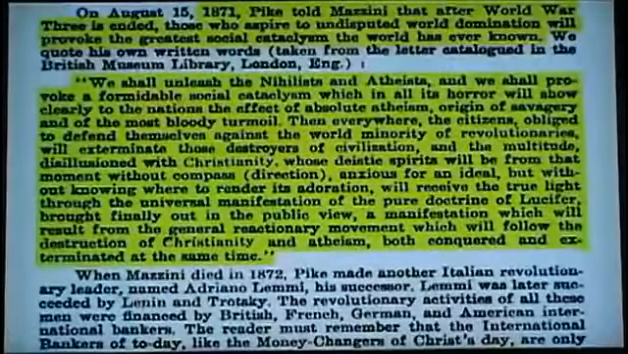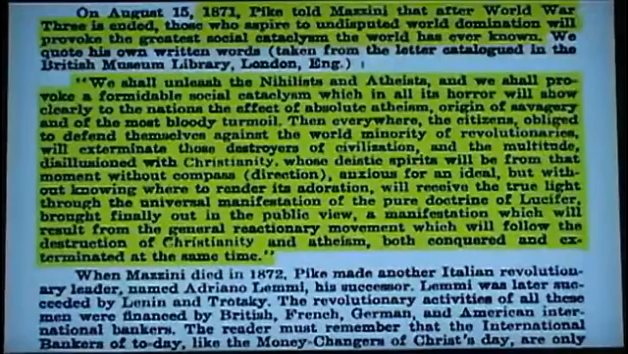Pike told Mazzini in 1871 that after World War III is ended, those who aspire to undisputed world domination will provoke the greatest social cataclysm the world has ever known. We quote his own written words, taken from a letter catalogued in the British Museum in London. Here's what Albert Pike, as far back as 1871, wrote to Giuseppe Mazzini. He said, quote, "We shall unleash the nihilist and the atheist, and we shall provoke a formidable social cataclysm, which in all of its horror will show clearly to the nations the effect of absolute atheism, the origins of savagery, and of the most bloody turmoil.